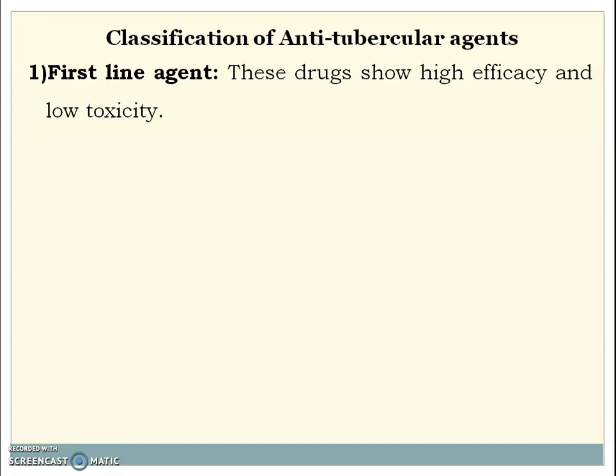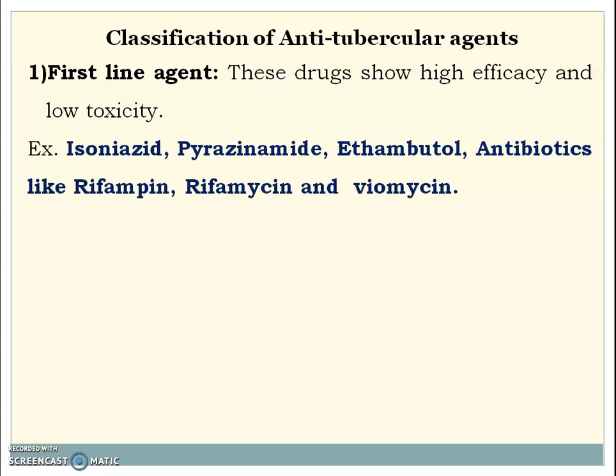The first type is first line agents. These drugs show high efficacy and low toxicity. For example, isoniazid, pyrazinamide, ethambutol, and antibiotics like rifampin, rifamycin, and vancomycin.